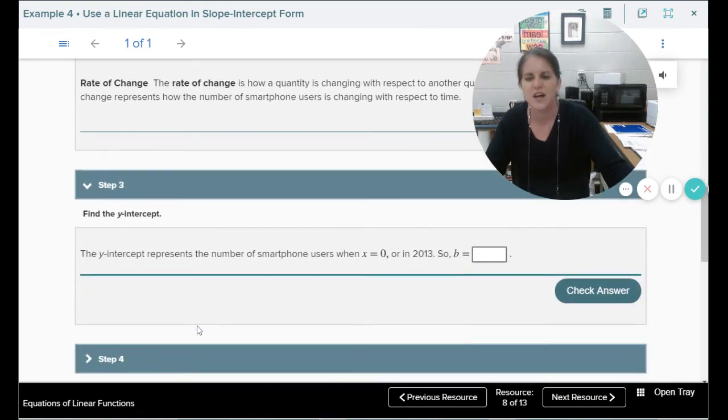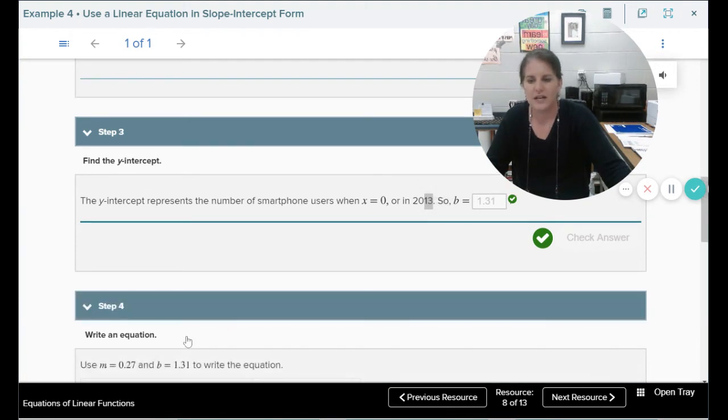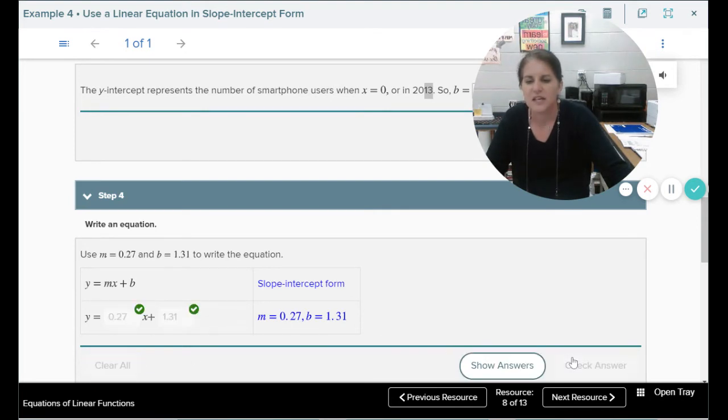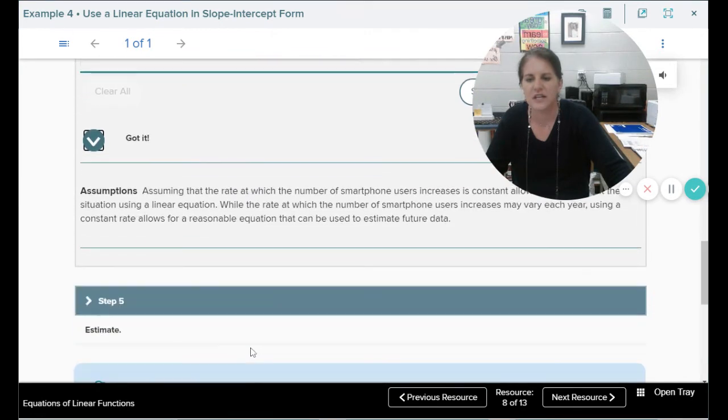Okay, my next thing is to find the y-intercept. Well, that's when x is 0. So when we started off in year 2013, there was, what was it, 1.31 billion people using. So that is our y-intercept because that's our starting time at time 0. Now we can write an equation using our slope and our y-intercept: 0.27 billion people times x, plus the original amount, which is 1.31 billion, gives us our equation to find, after however many x number of years, how many billions there are.